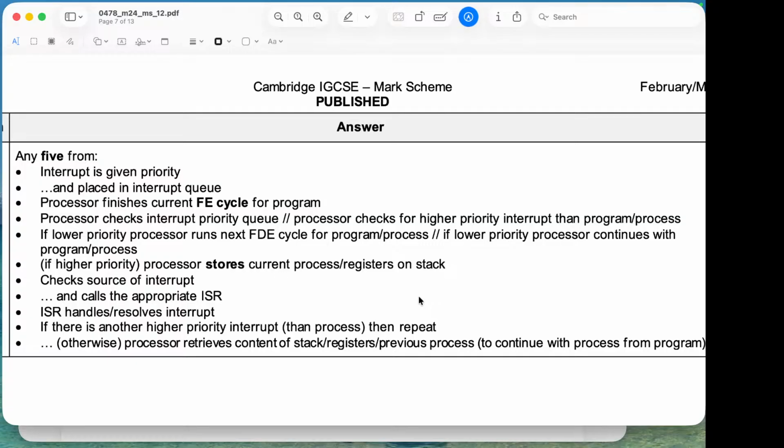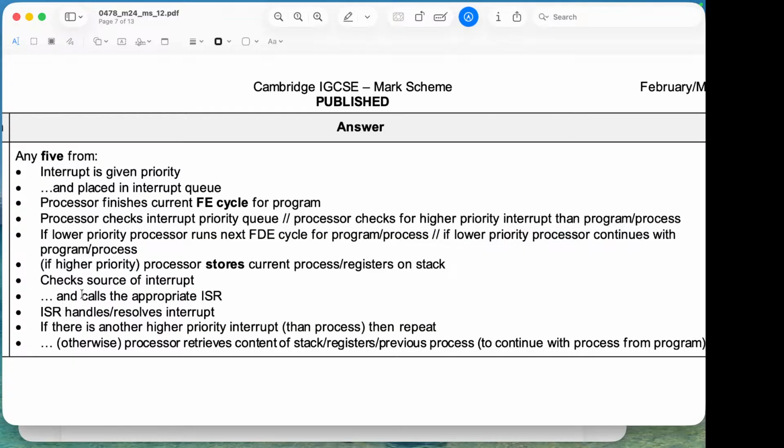So basically, this bullet point here is not very well worded, but it's saying if the lower priority, processor continues with program. So what this one is saying is if there's low priority interrupts, it might not run them and just carry on with what it's doing until it's finished what it's doing. But if it's a high priority one, then it will stop what it's doing.